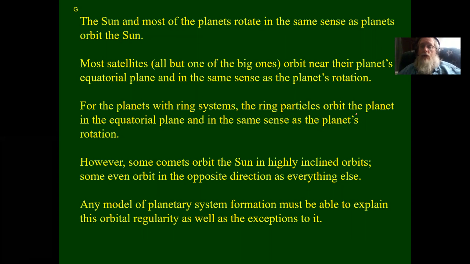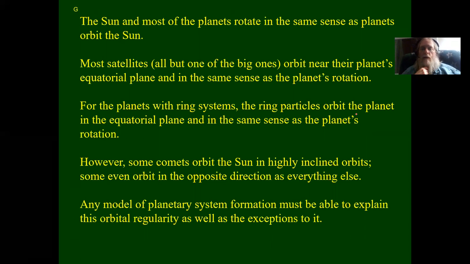Turns out the sun and most of the planets also rotate in the same sense as that orbital motion. If you look at the satellites, all but one of the big satellites orbit their planet near the planet's equatorial plane and in the same sense as the planet's rotation. For the planets that have rings, it's all of the Jovian planets. Saturn's are the most spectacular, but all 4 Jovians have them. The rings are made up of a lot of individual particles that are each orbiting like a little bitty moon. They orbit the planet in the planet's equatorial plane and in the same sense as the planet's rotation.